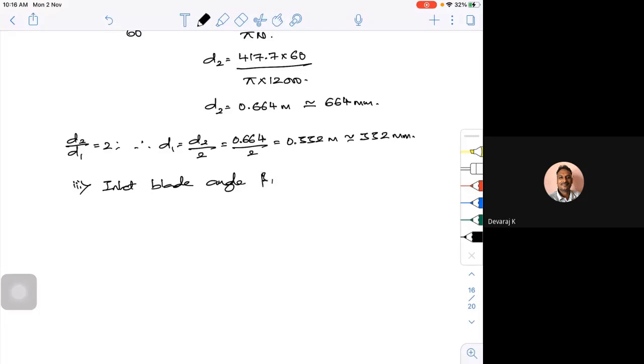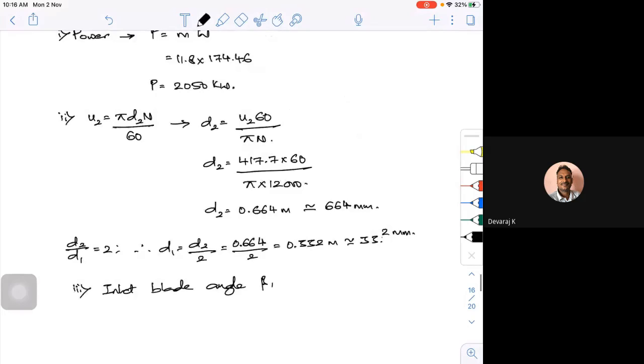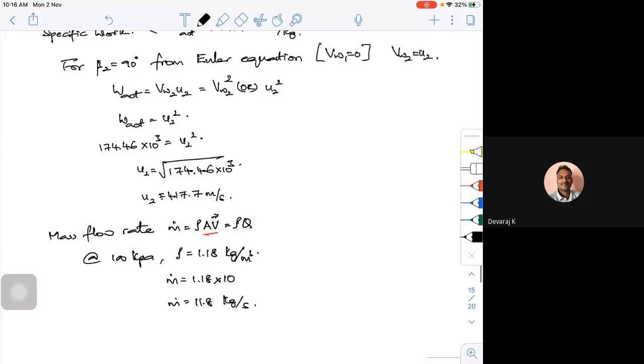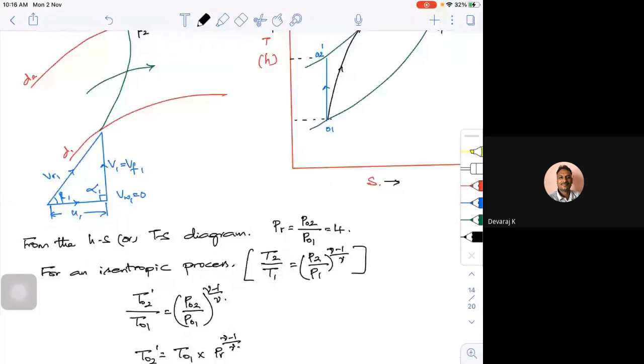Okay, to find that, let us come to the inlet velocity triangle. If you look at the inlet velocity triangle, what is tan beta 1? Tan beta 1 is equal to Vf1 divided by U1. I don't know the value of U1, but I can find it. U1 is equal to pi D1 n by 60. Because D1 I know and n I know, I can substitute and find the value of U1.